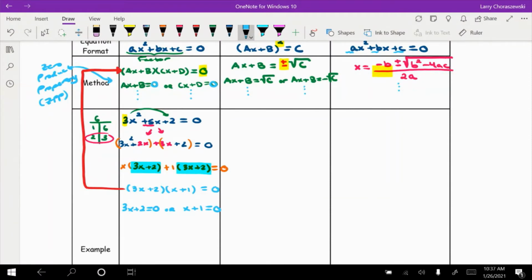And I'll have you guys solve these two right now. All right, so go ahead and take a moment to solve each of these equations, and we'll move on.